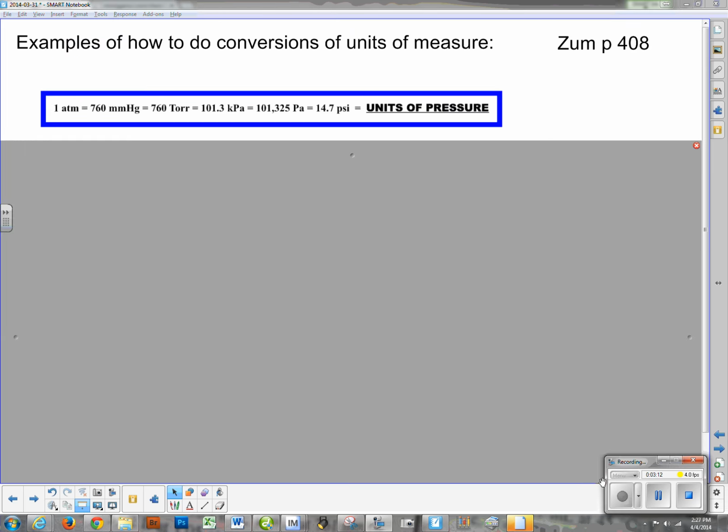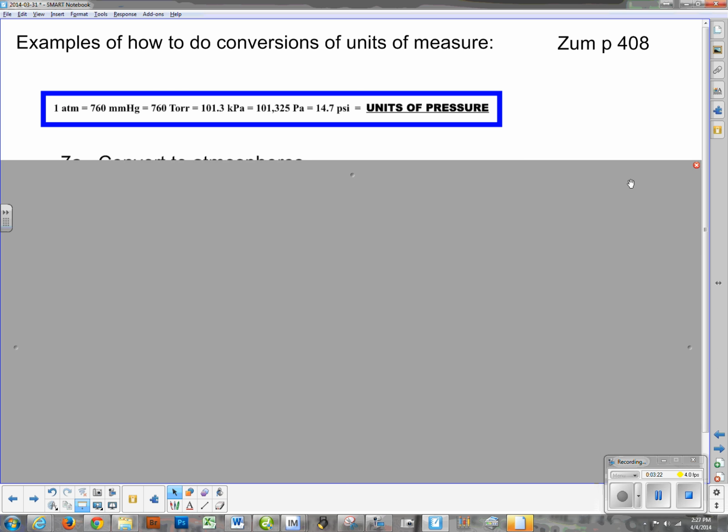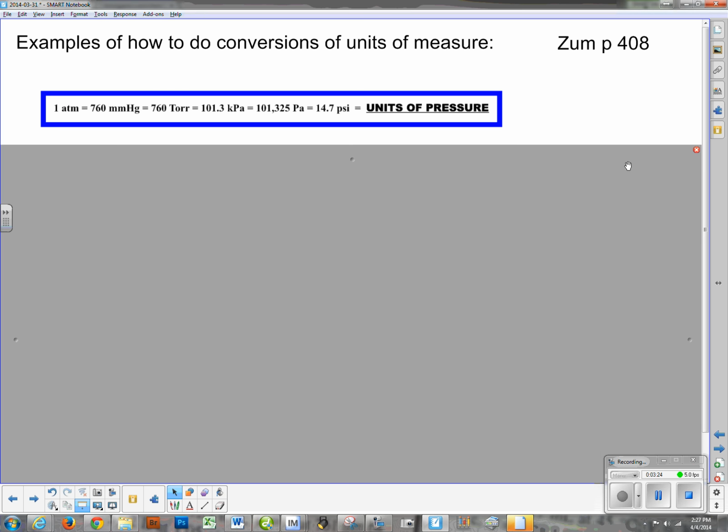Now on page 408 of the Zumdahl textbook, I'd like you all to turn there right now, and we're going to have some practice problems in there to get used to the units of pressure. And all units of pressure can be converted with this string of equalities. So within this, all of these things are equal to each other. But you have to have the number that you see here. Like, for instance, if you're dealing with torrs, you have to have the 760.